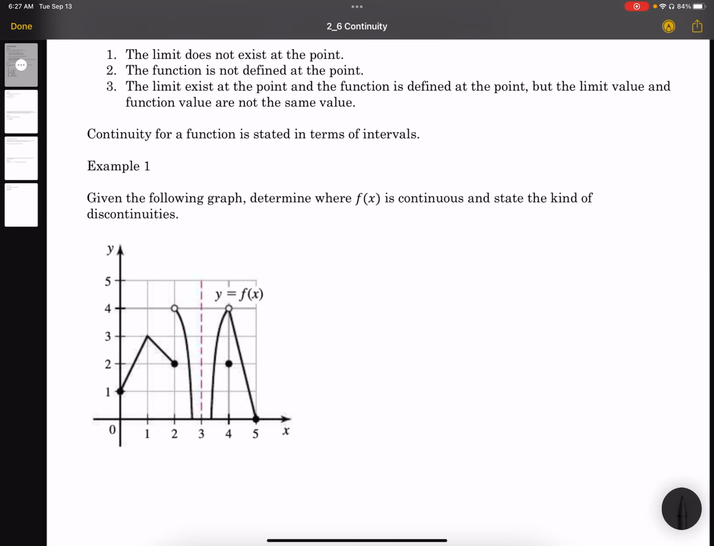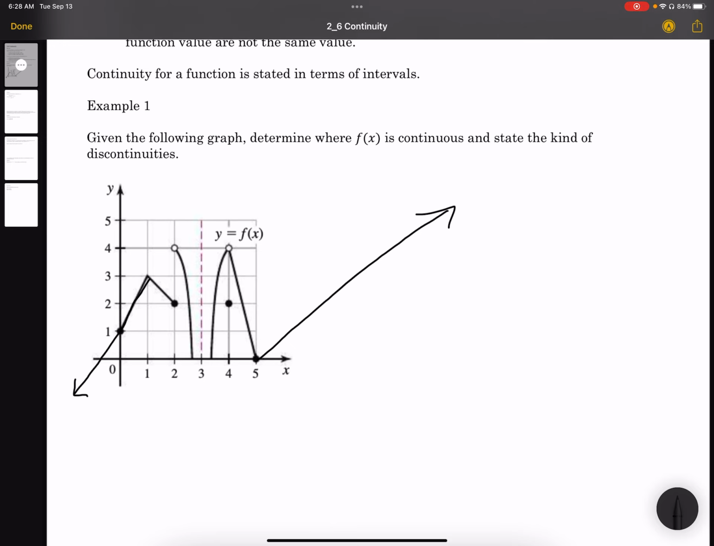All right, so we can actually get some infinities involved here. We're going to extend this graph out to negative infinity, and we'll say this graph goes up to positive infinity. Doesn't really matter. So when we're looking at the graph, we can see that from negative infinity to 2, the function is continuous.